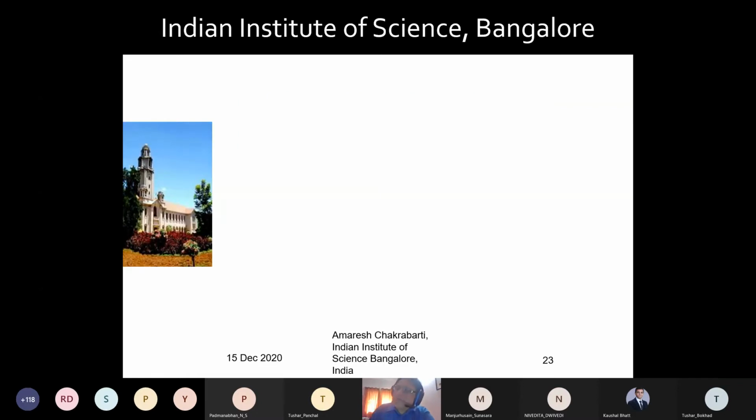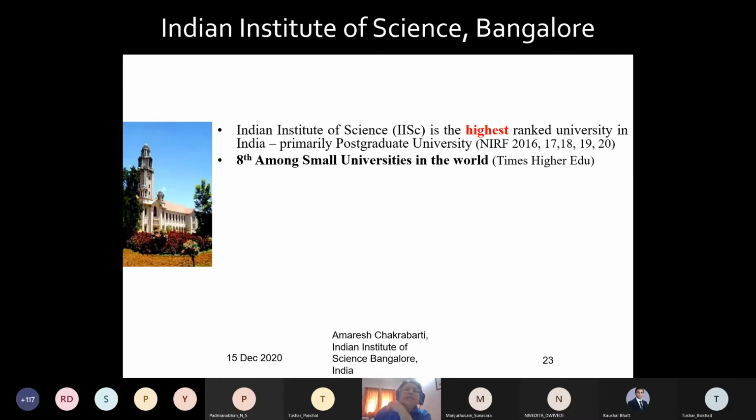Indian Institute of Science is probably the first example of public-private partnership in university formation. It started in 1909 as a result of the government of the Maharaja of Mysore giving the land, Jamshedji Tata giving the money, and the British government giving the permission. That's how it started. It is the highest ranked university in India by NIRF ranking and various other rankings. It's also 8th among small universities in the world.